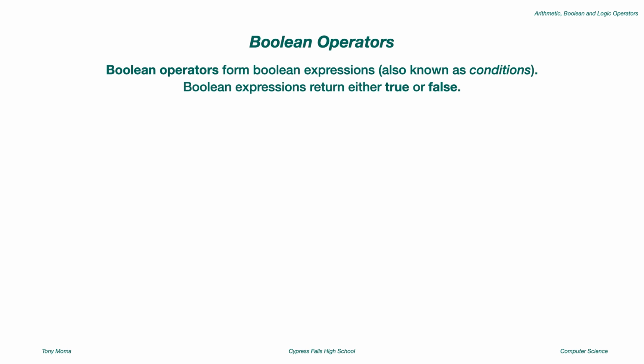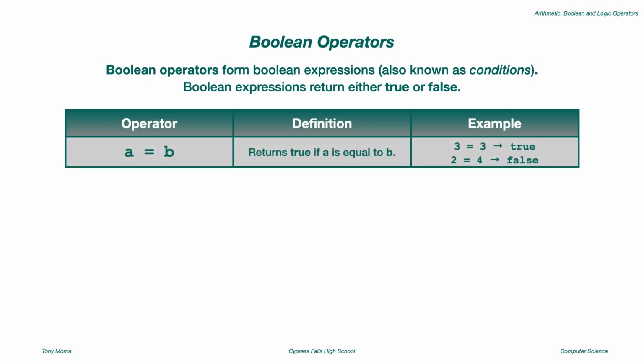Next, Boolean operators. Boolean operators form Boolean expressions, also known as conditions, and they return either true or false. The first Boolean operator is the equal operator, which returns true if A is equal to B. For example, the expression 3 equals 3 evaluates to true because those two numbers are in fact equal. However, the expression 2 equals 4 evaluates to false because 2 and 4 obviously are not equal.